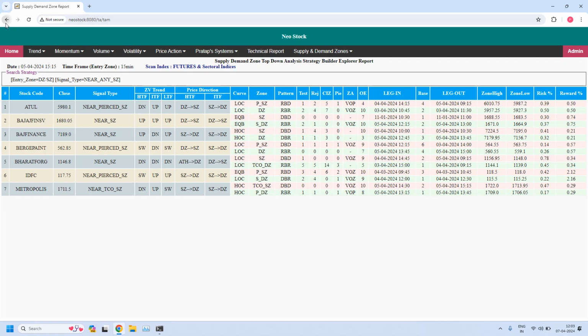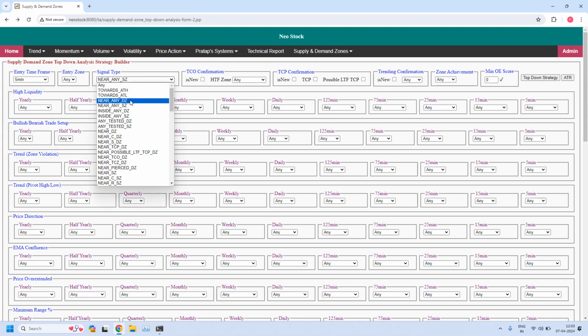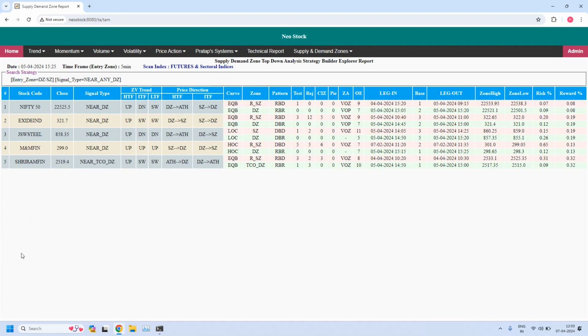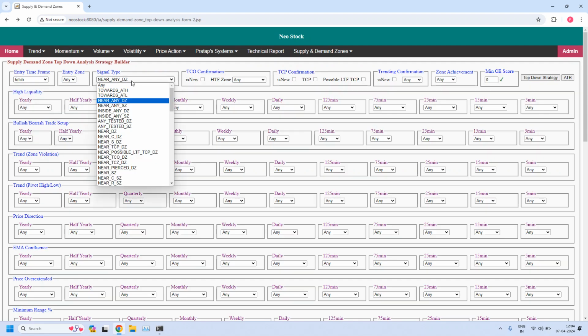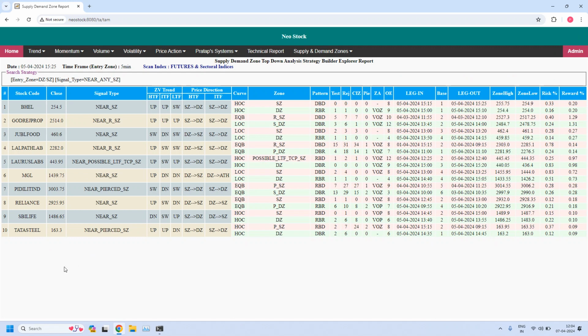So again going back, changing the time frame to 5 minutes. Let us find the stocks near the 5 minutes demand zone. These 5 stocks are filtered. So let me go back. For the 5 minutes time frame, let us find the stocks near the 5 minutes supply zone. These 10 stocks are filtered, which are near the 5 minute supply zone. So these are the stocks near demand and supply zones.